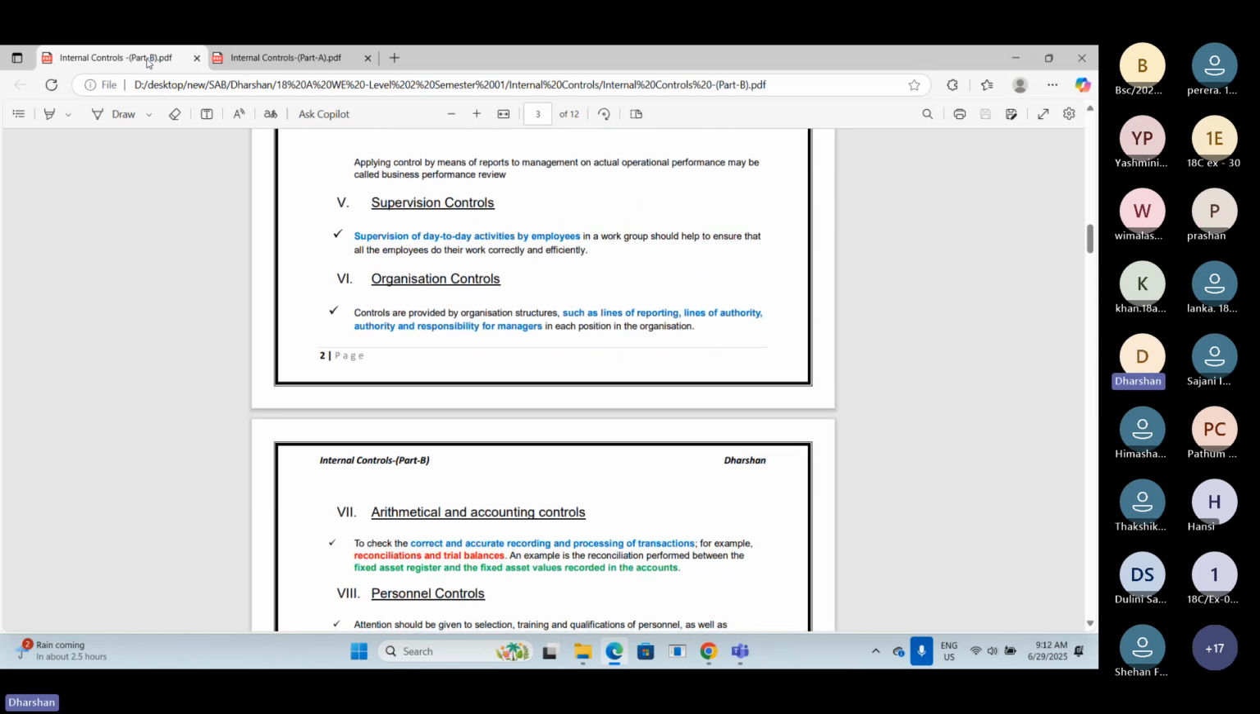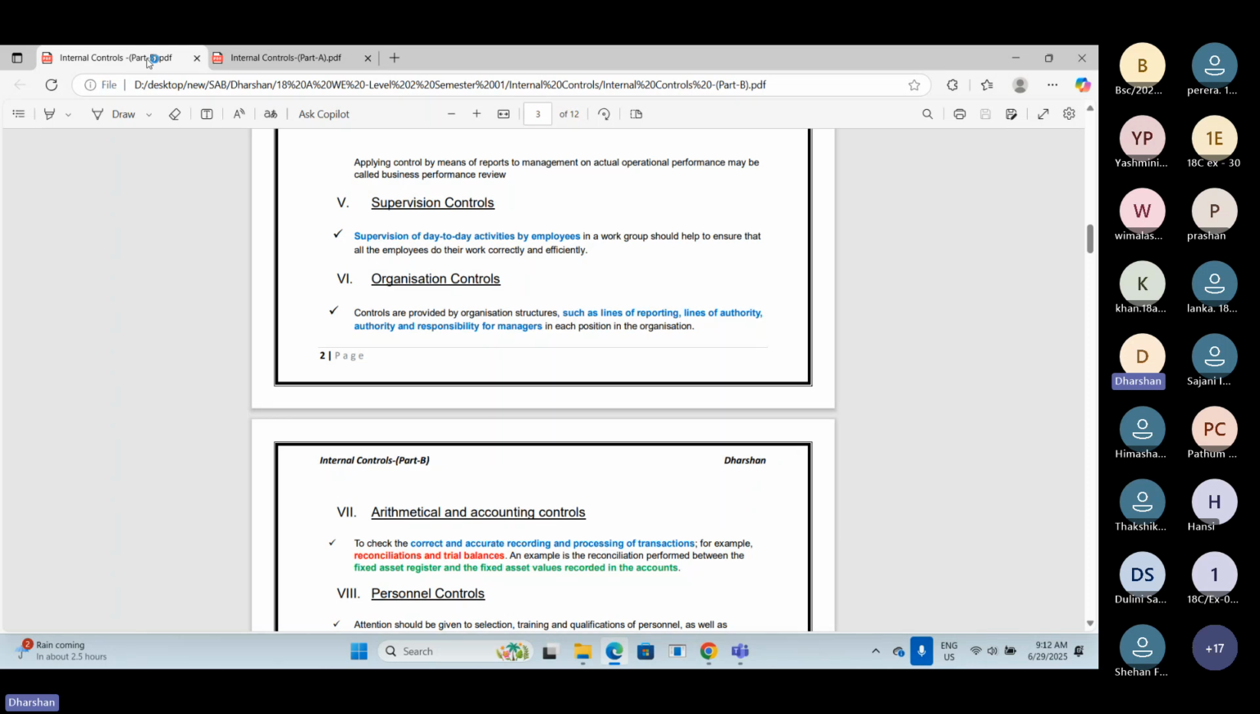Organization controls. Organization controls are provided by organization structures such as lines of reporting, lines of authority and responsibility for managers in each position in the organization. If you take the finance department organization structure, the finance director is the head of that department.